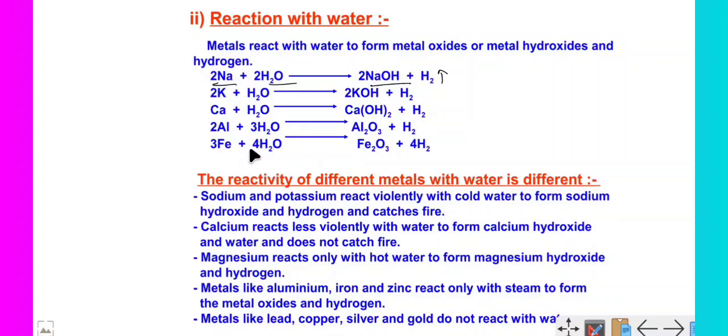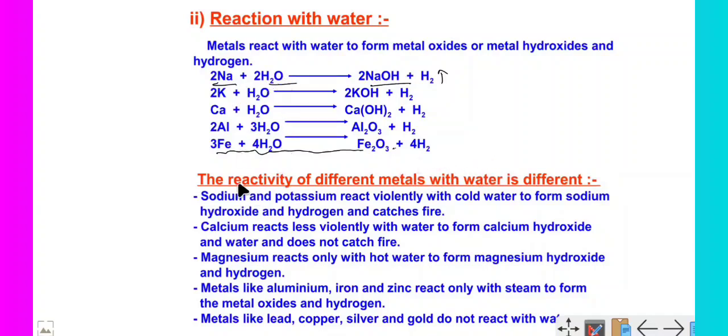And iron plus water, in case of this equation, the balance of iron is what? 3. Okay, so this is the example. The reactivity of different metals with water is different. Different metals have different reactivity.